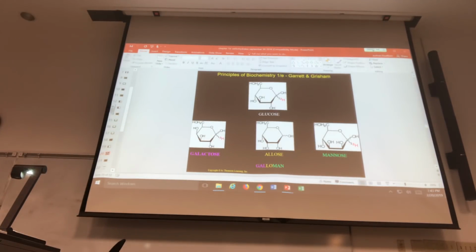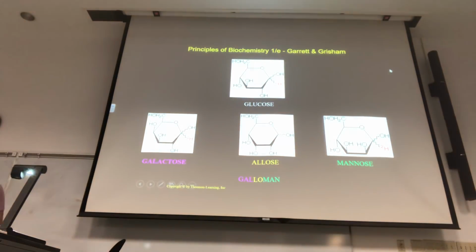Here we go. All right. So here's glucose up here. I know it's glucose because of that alternating up, down pattern. And take a look at this acronym of Galloman. The first one here is galactose. If you compare it to glucose, you'll notice it only differs at exactly one spot.